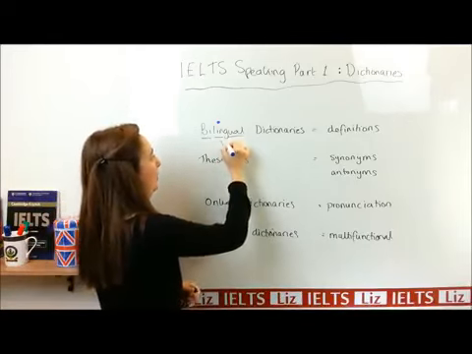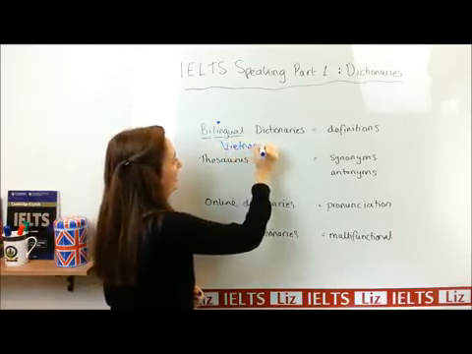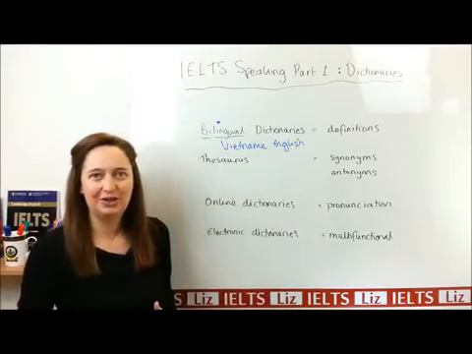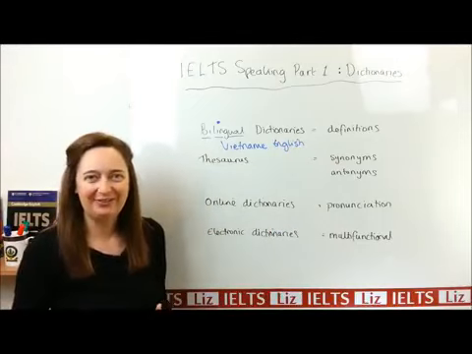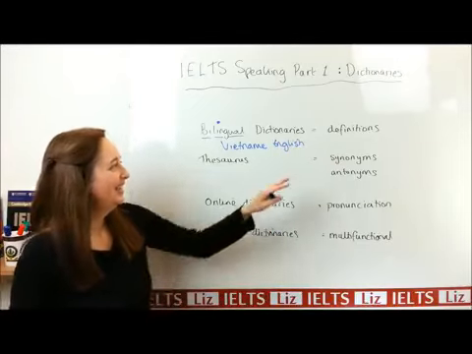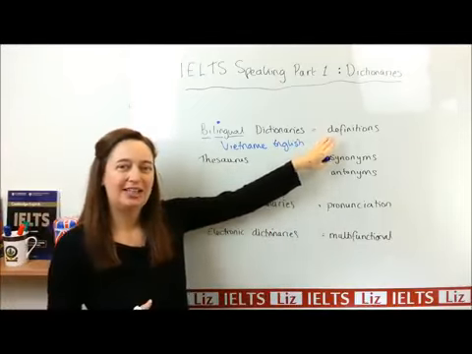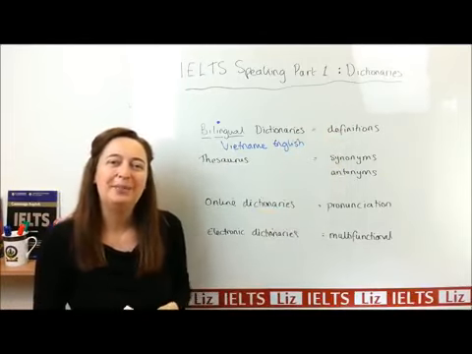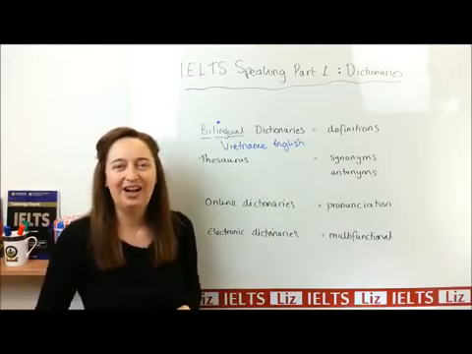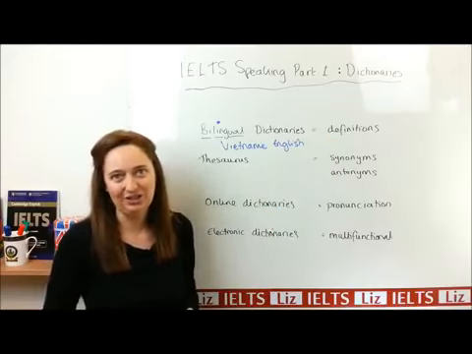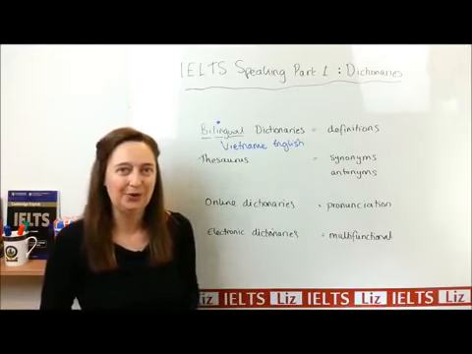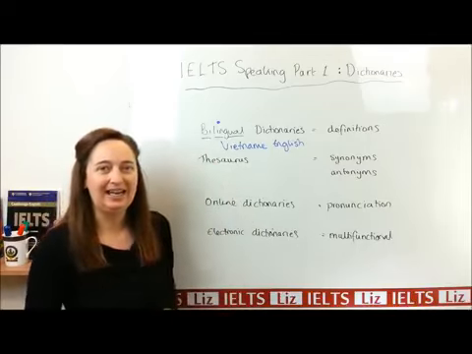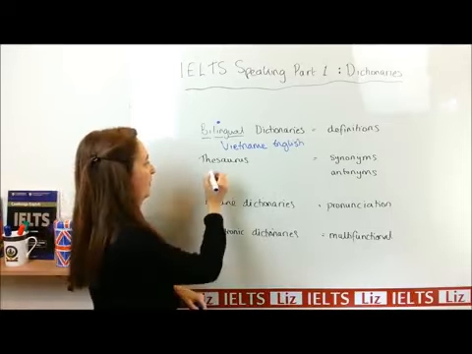For example, Vietnamese and English. And of course, this type of dictionary is very useful because the definitions are given in our own language. So that means it's easier for us to understand the definition, the meaning of the word. Another type of dictionary is a thesaurus.